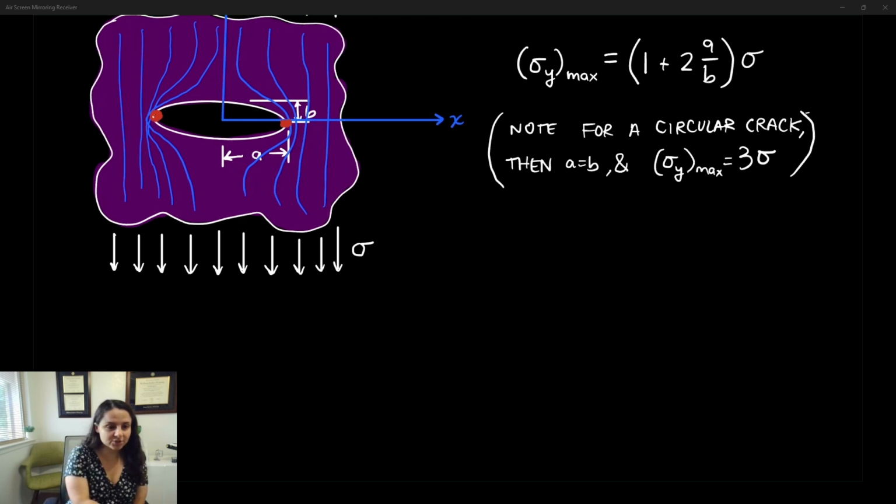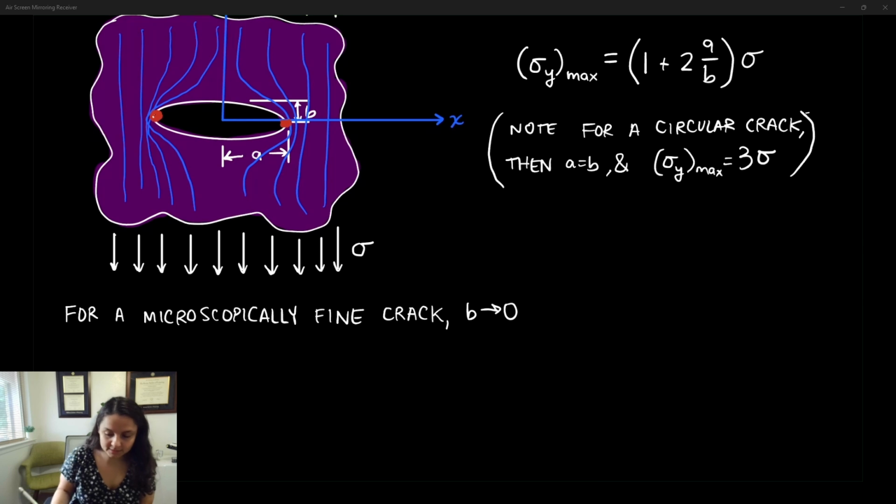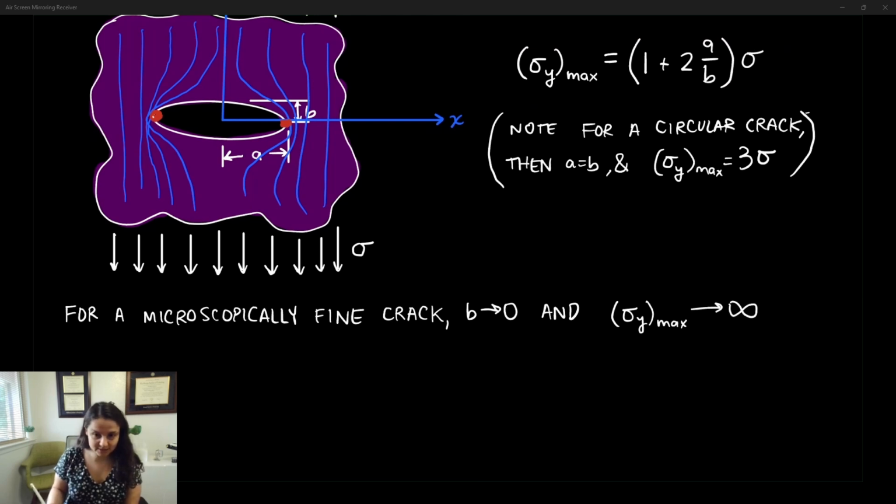Well, let's first just see what this equation gives us. Let's say we have a microscopically fine crack. So B is approaching 0. And when B approaches 0, what does that do to our maximum stress in this equation? Try to work it out for a minute. If you're thinking that it leads to an infinite stress, you are correct. So our maximum stress approaches infinity.